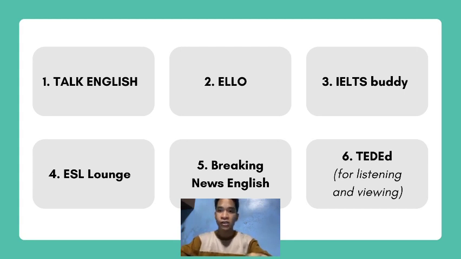Number 4, we have ESL Launch. In ESL Launch, you can also try this website which offers different kinds of comprehension exercises for each listening task. And then we also have the Breaking News English. This website allows you to listen to interesting news content. This news is presented in different levels and can be read at different speeds. You can access this website in the link attached in our PPT.